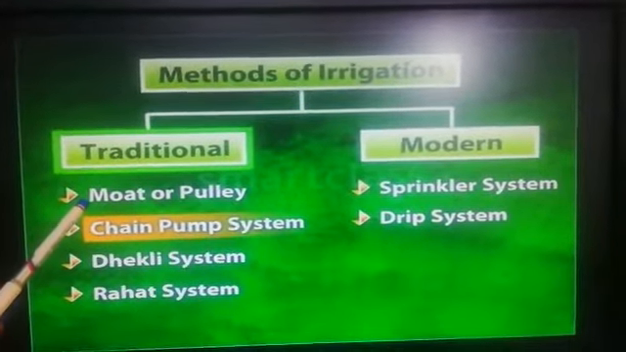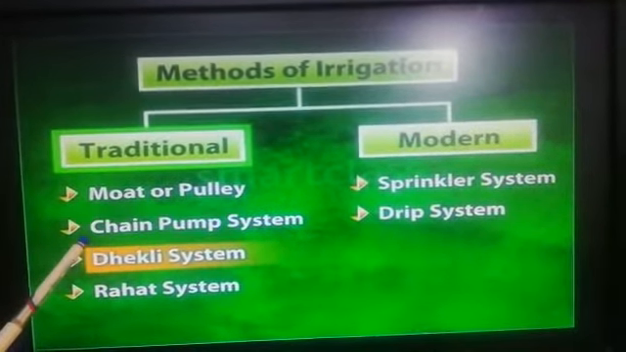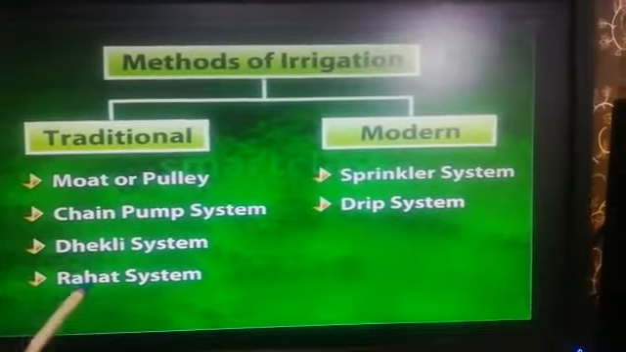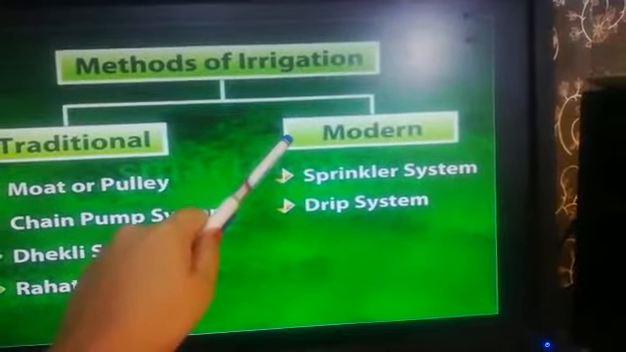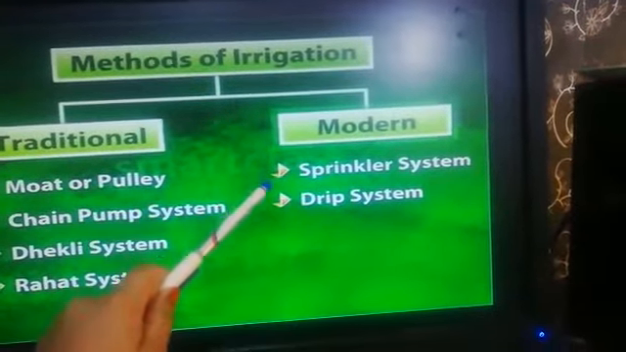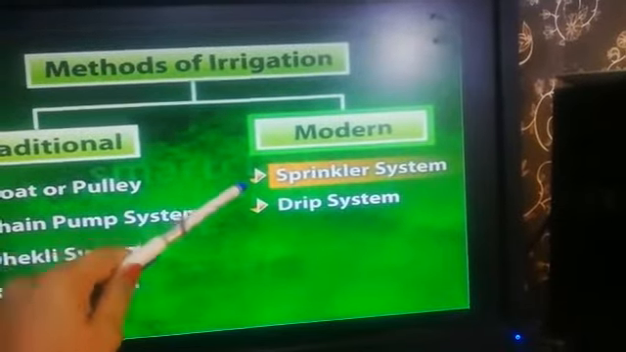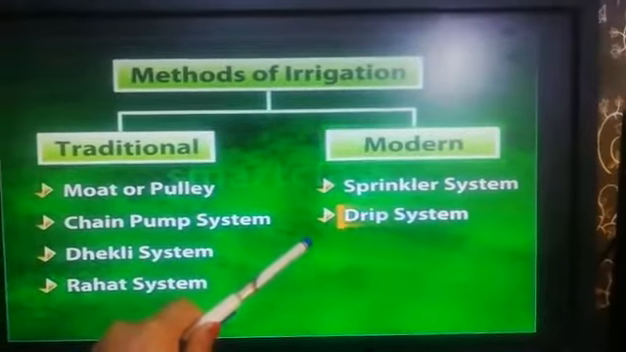The first one is moat and pulley. The second one is chain and pump system. The third one is dhelki system. And the fourth one is rahat system. And in modern irrigation, we have two types of systems. The first one is sprinkler system and the second one is drip system.